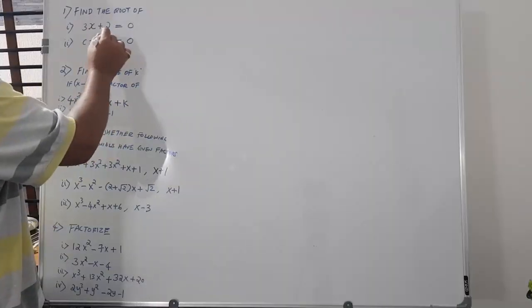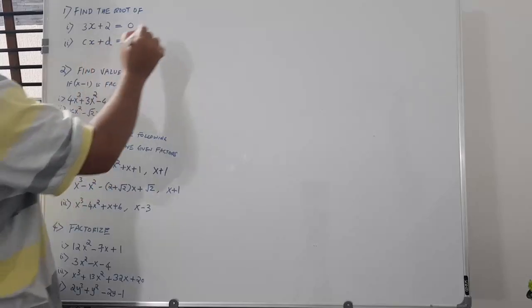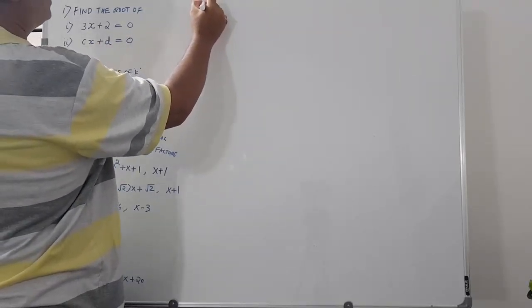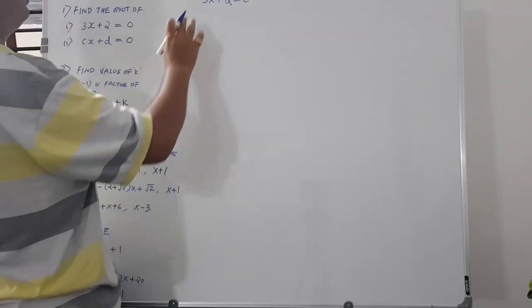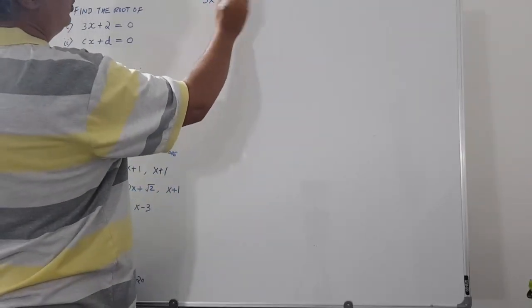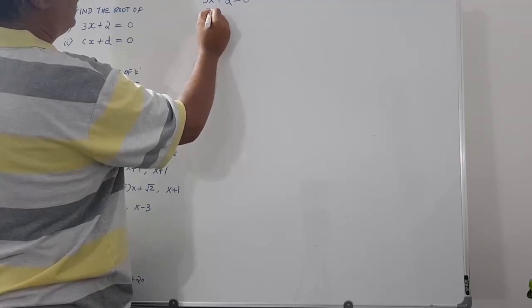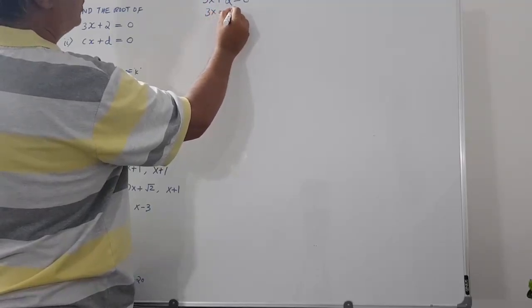Let's practice a few more problems on polynomials. Find the root of 3x plus 2. So if we take this equation, 3x plus 2 is equal to 0, to find the root we have to solve for x. So when 2 is taken to the other side, we get 3x is equal to minus 2.